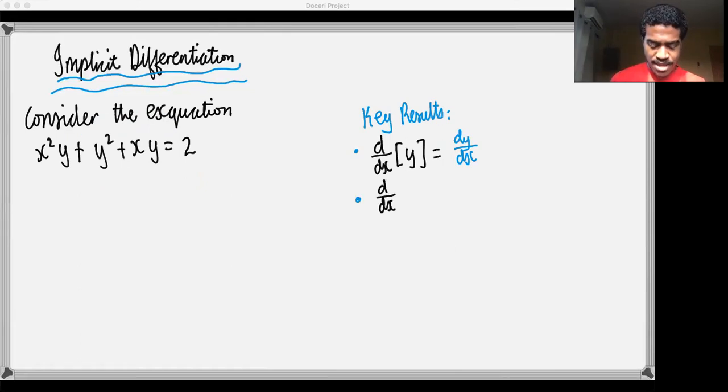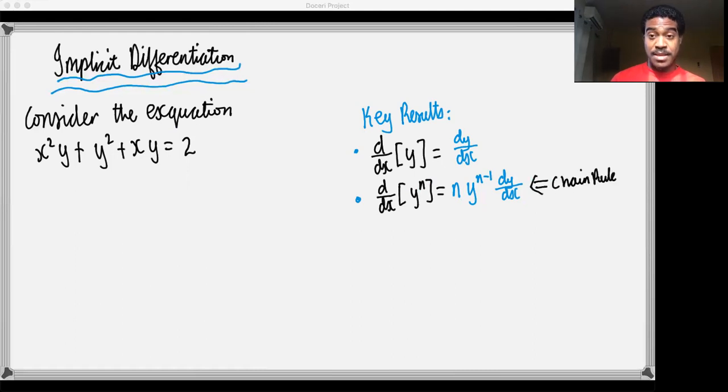The next key point is the derivative of y to the power of n. You use the chain rule here. You bring down the power, that's how you get the n here, and you decrease the power. Then you multiply by the derivative of y, which is dy/dx. That is how we get this result. That is the chain rule being employed.